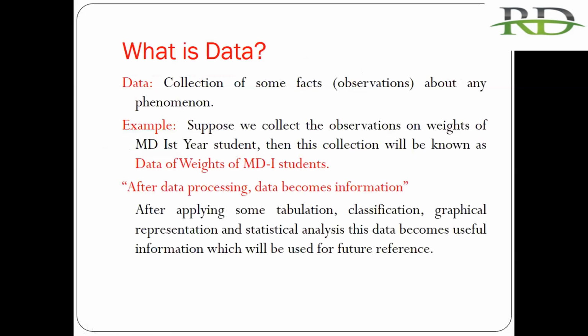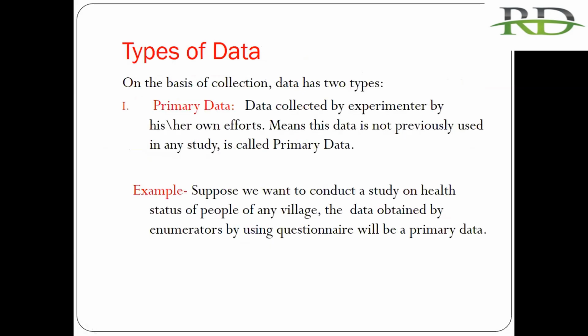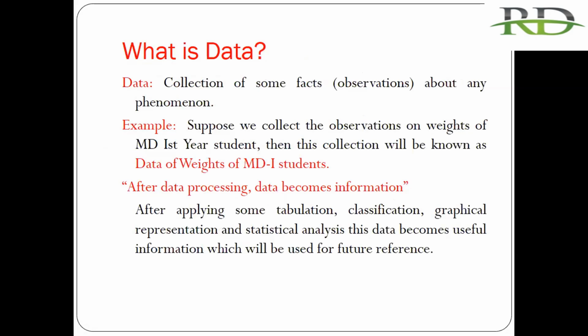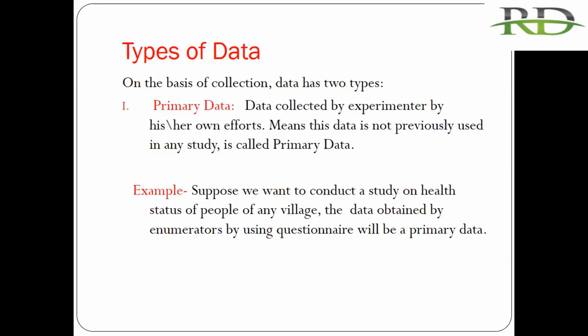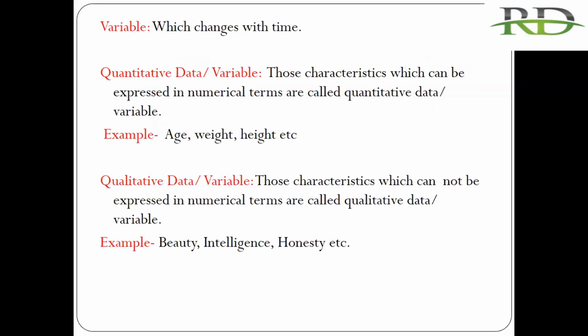Now we have the basic definitions. I will not go into that because Dr. Shambi has already covered it. Data is nothing but the collection of facts, raw materials, observations, right? And after data processing, data becomes useful information. So there is primary data, and this is secondary data. Quantitative, I will not go into that.